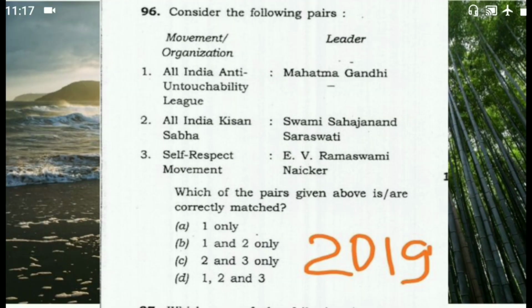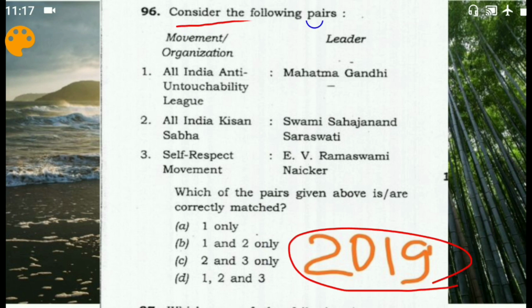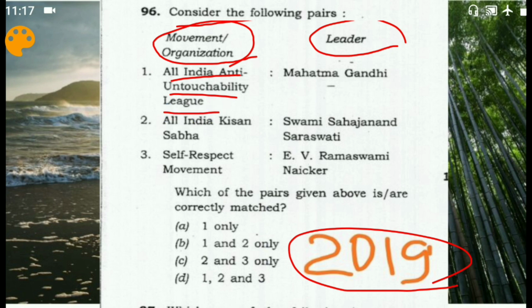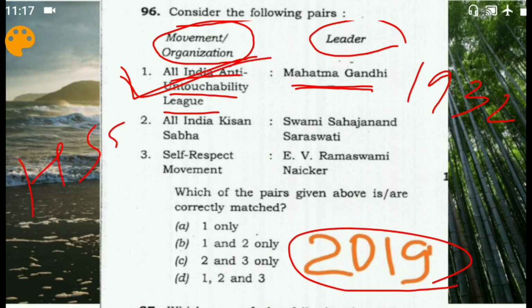So let's discuss the questions of prelims 2019. Consider the following pairs: movement or organization on one side and leader on the other. First is All India Anti-Untouchability League, Mahatma Gandhi. It is a right option because Mahatma Gandhi created this in 1932, and after that it was renamed Harijan Sevak Sangh, that is HSS. So this is the answer.